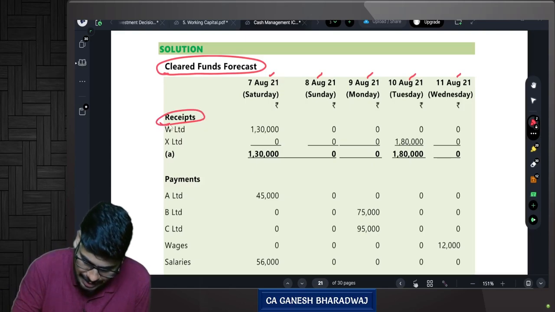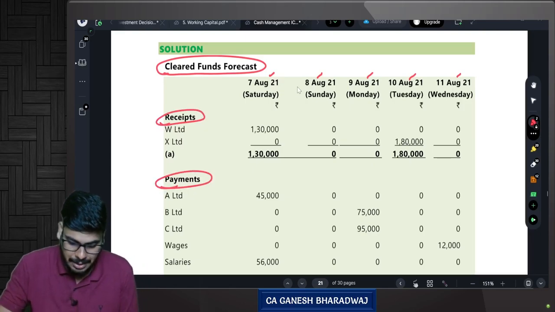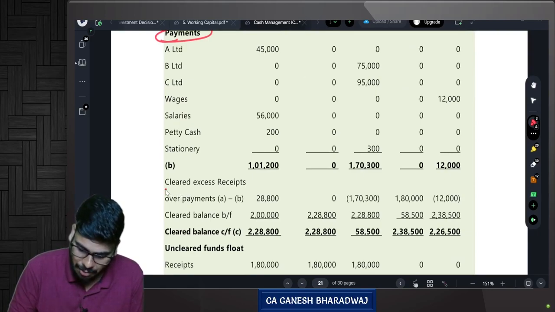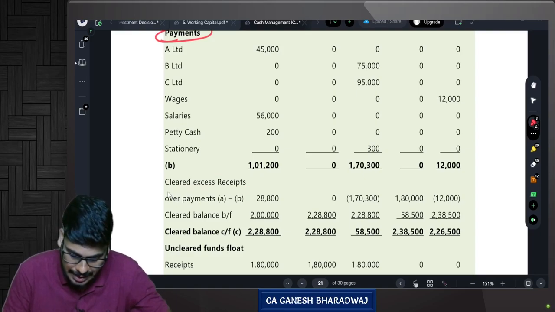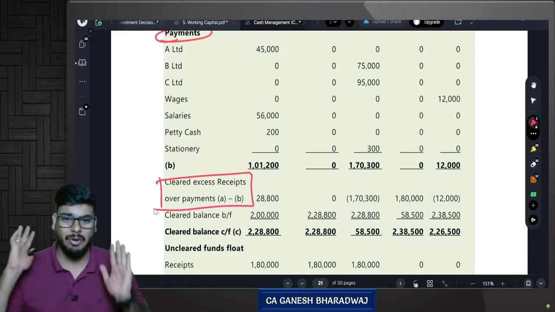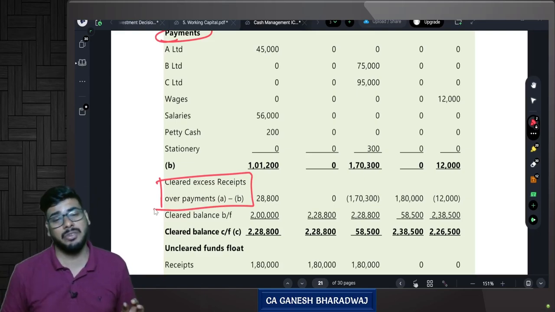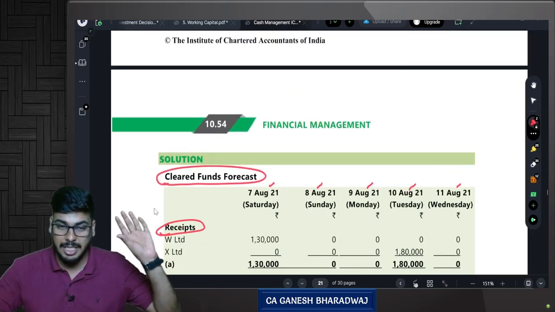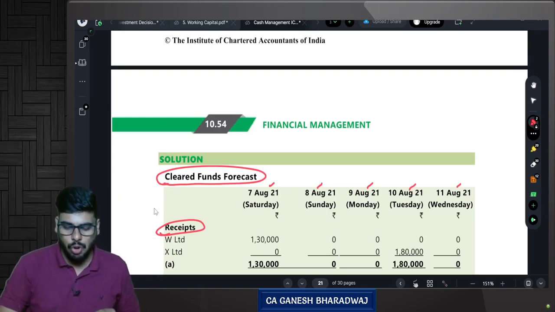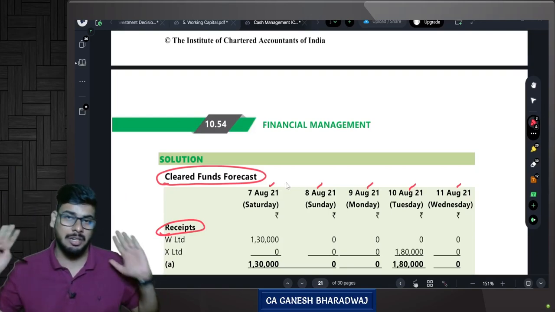Look at this, receipts they have, minus payments they have, and you will have what? You will have the cleared excess of receipts over payments, that is A minus B. Now, you need not know anything here. Why am I saying this? In this particular question, since the question is big, as and when we read a particular line item, we will go and fill up this particular column. Are you clear with this?